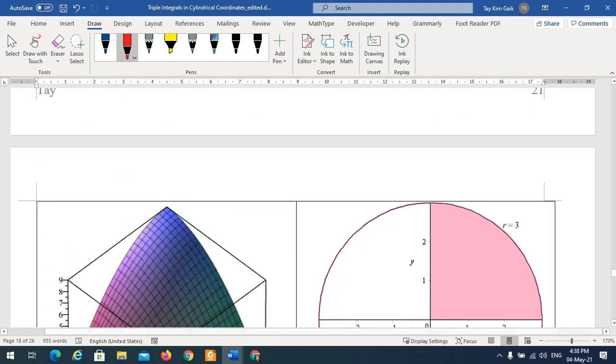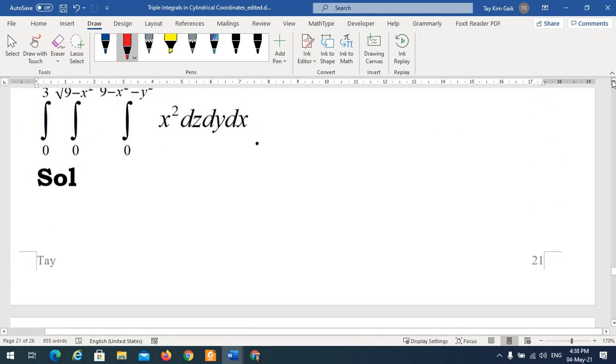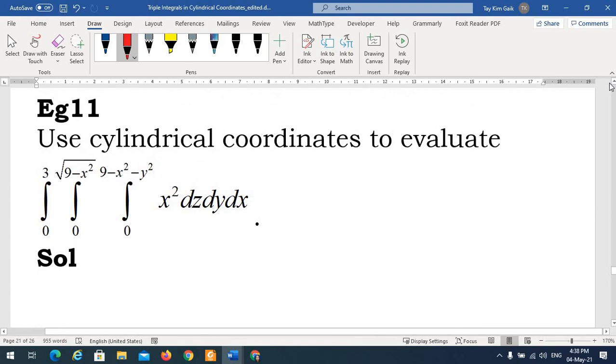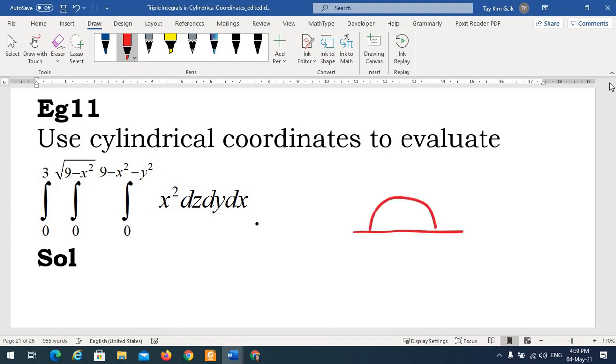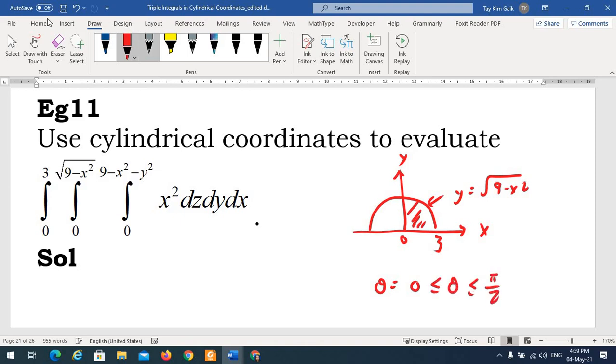The same thing, this example. Here, y from 0 until positive square root of 9 minus x squared. So the limit of y tells you that you have the upper semicircle, y equal to square root of 9 minus x squared. This is the y, this is the x. X from 0 to 3, so it's only the first quadrant. That's why theta is from 0 until pi over 2.